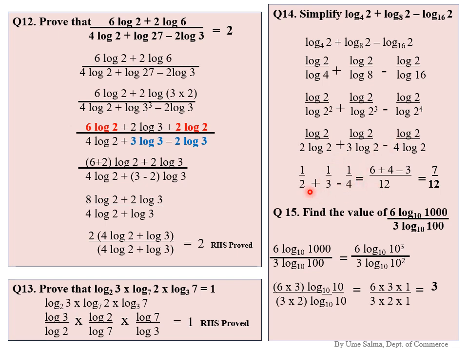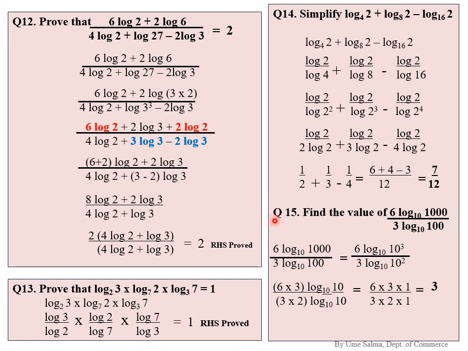You are taking the LCM, that is your basic fraction solving. 2, 3 and 4. When you take the LCM, you get 12. To put it into a common denominator, you will multiply this with 6, this one with 4 and this one with 3 to come to 12. So you have 6 plus 4 minus 3, and when you solve, you get 7 by 12. So that was simplifying this entire term which you have done, and you have concluded with 7 by 12.